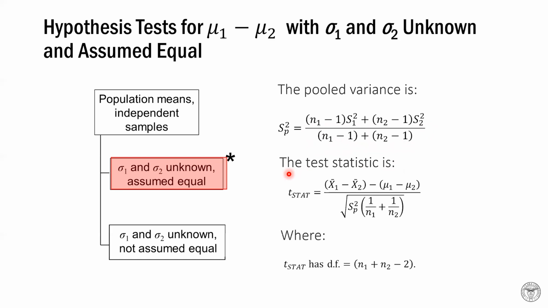The test statistic is given by t stat equal to x sub 1 bar minus x sub 2 bar minus the quantity mu sub 1 minus mu sub 2, over the square root of capital S sub p squared times the quantity 1 over n sub 1 plus 1 over n sub 2, where the degrees of freedom is given by n sub 1 plus n sub 2 minus 2.